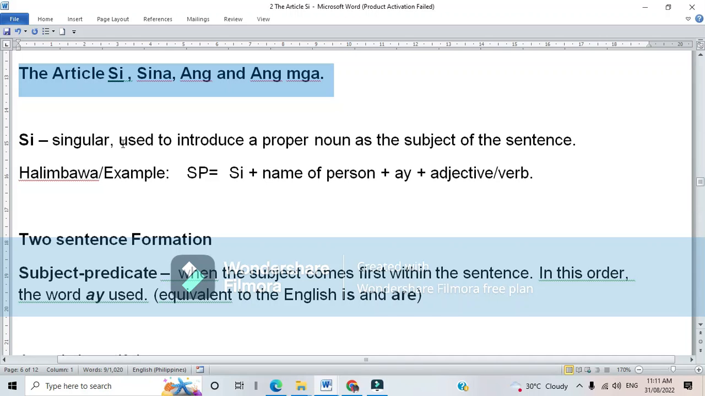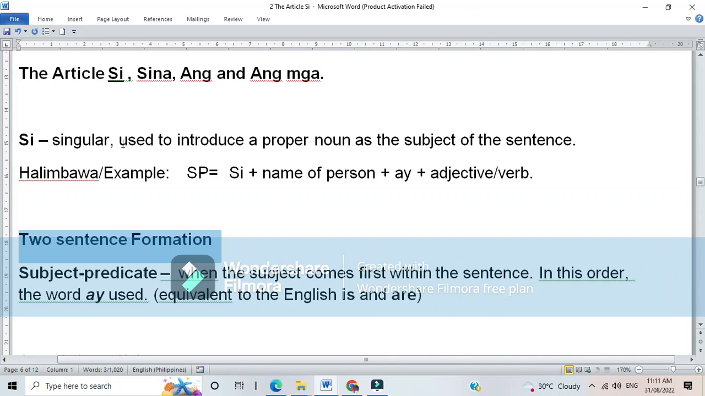Okay? But before we discuss these articles, let me introduce to you the two sentence formations in Tagalog. The first sentence formation is the subject predicate. It's when the subject comes first within the sentence. In this order, the word ay is used. It is equivalent to the English is and are.